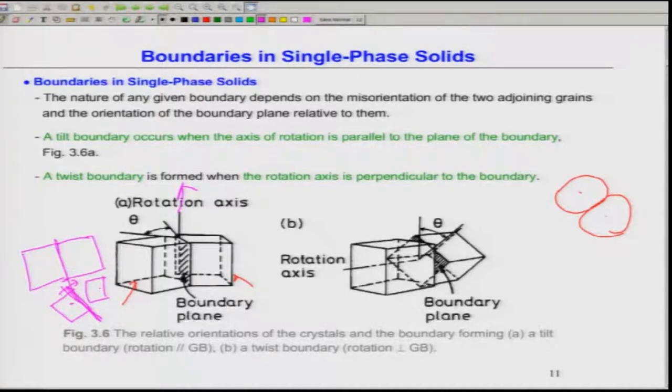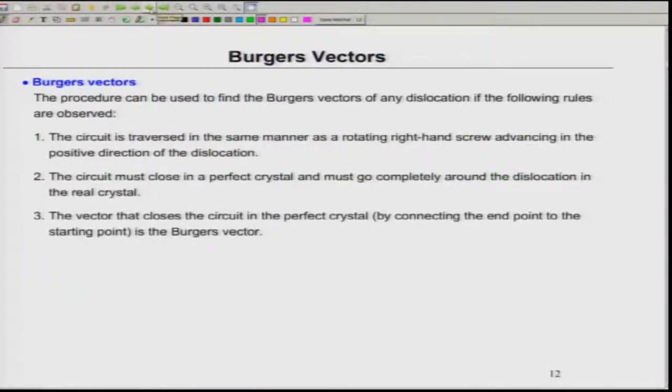And these are all seen. Most of the boundaries you see in a crystal are a mixture of these two. So when you tilt and twist, you are basically creating deformations, or you are deforming, distorting these atoms. And distortion is done by dislocations, as you know.